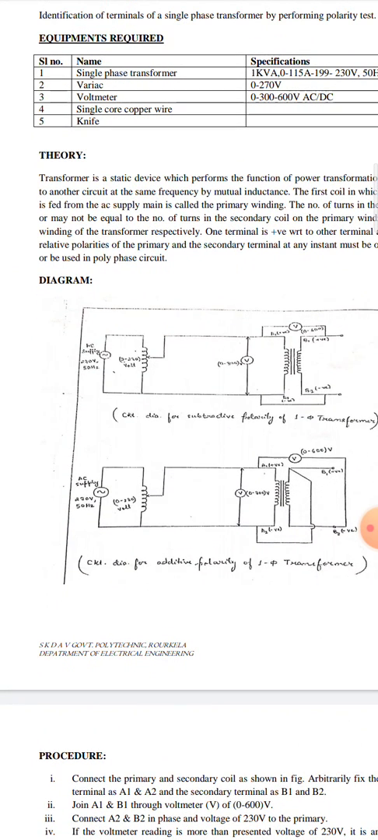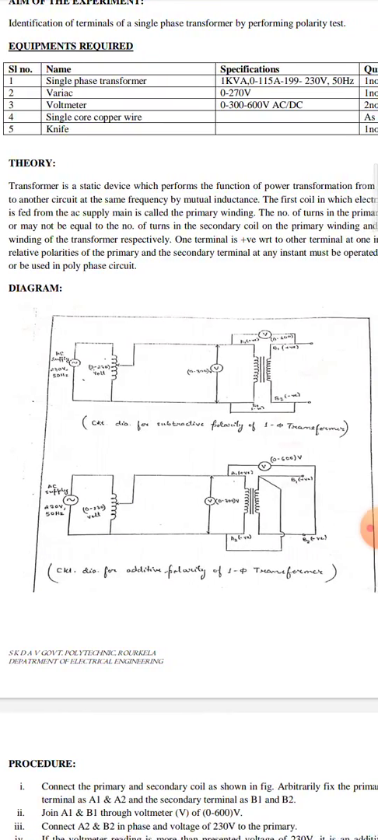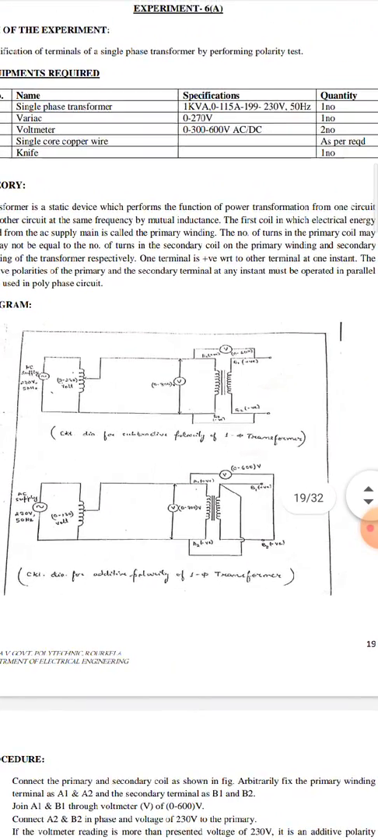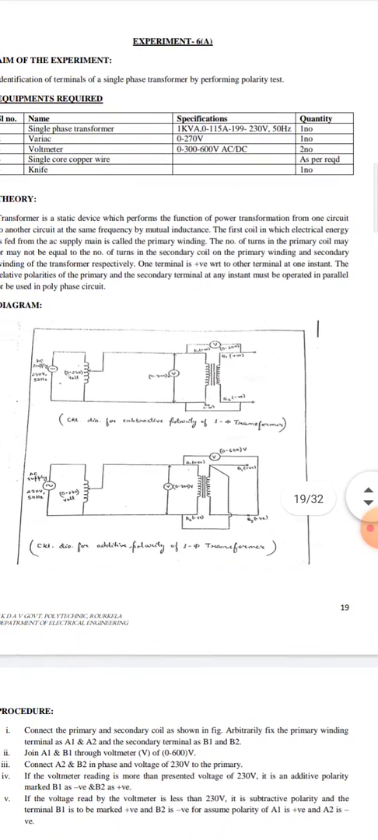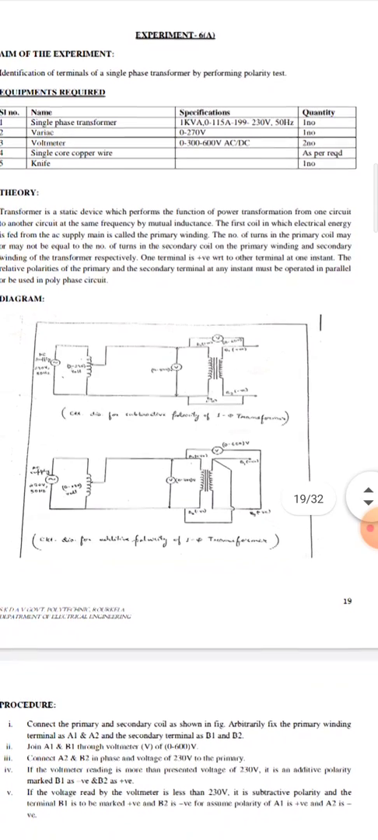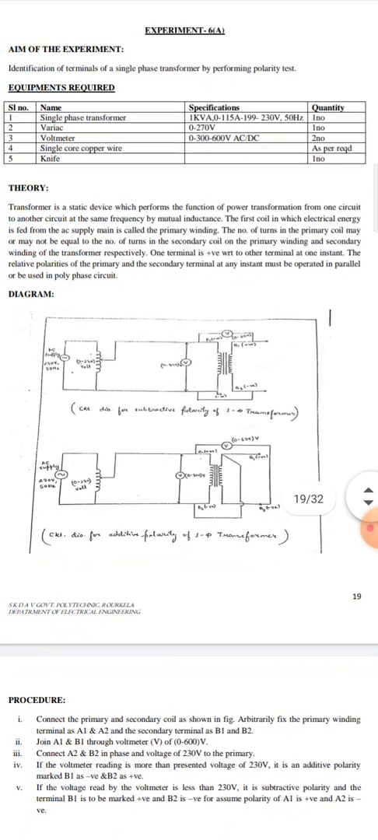A transformer is a static device which performs the function of power transformation from one circuit to another circuit, and it does so at the same frequency by mutual inductance. The first coil, in which the electrical energy is fed from the supply mains, is called the primary winding. The number of turns in the primary coil may or may not be equal to the number of turns in the secondary coil of the transformer.